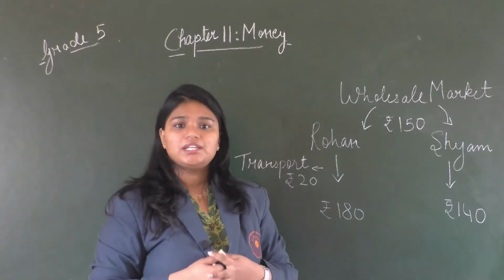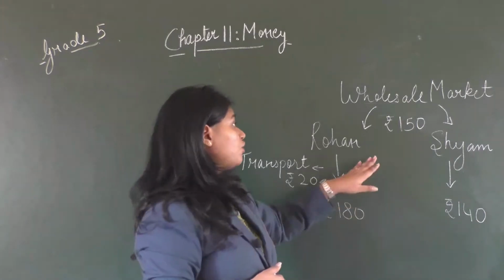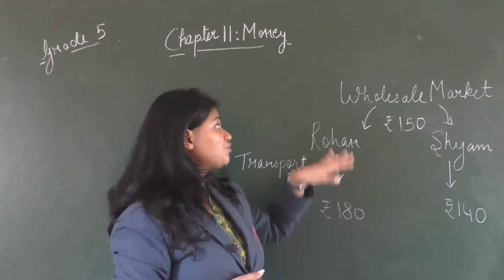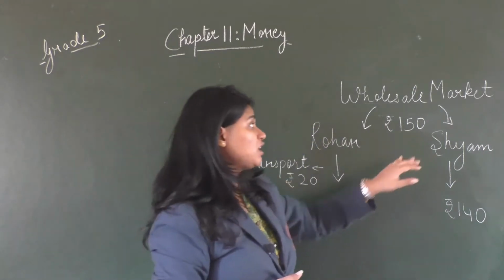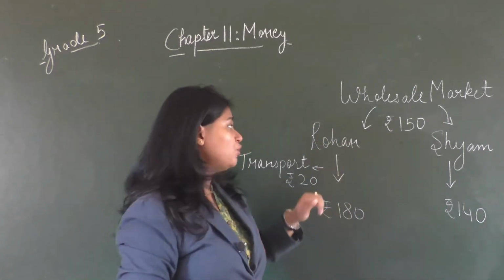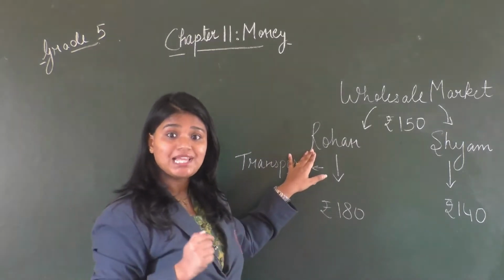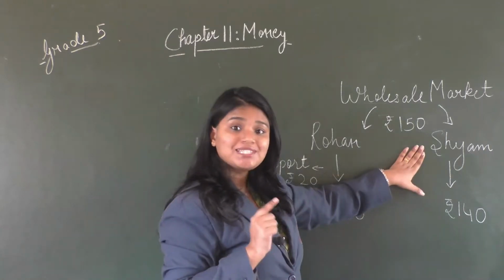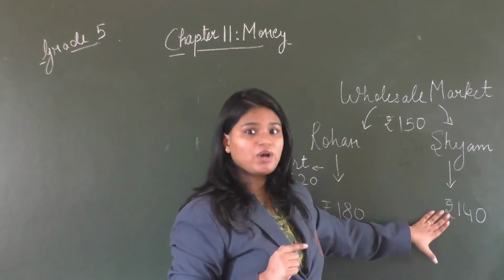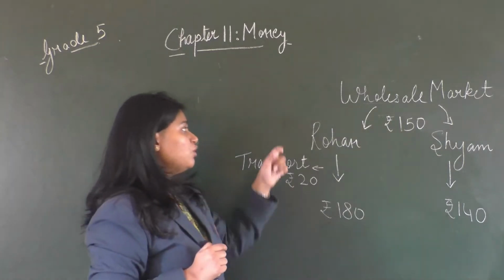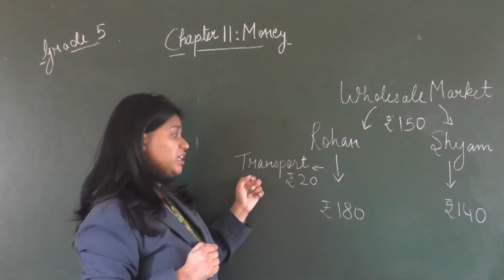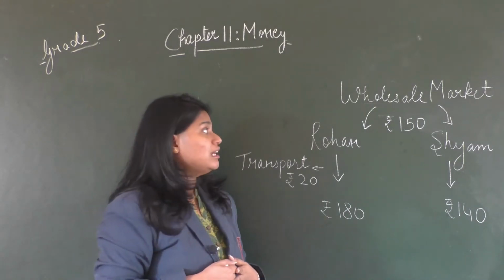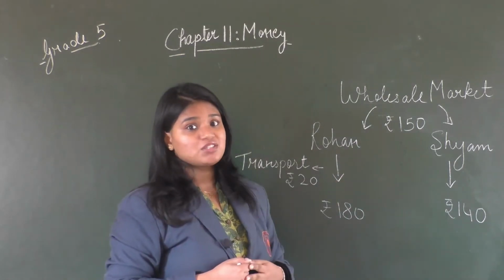Okay students, here is a situation where Rohan and Shyam are two vegetable vendors. They buy vegetables from the wholesale market at price 150. Now Rohan sells the vegetables at rupees 180 to his customers, whereas Shyam sells the vegetables for rupees 140. Now Rohan also pays for the transportation, that is rupees 20, right? Now let's see what are these prices known as.